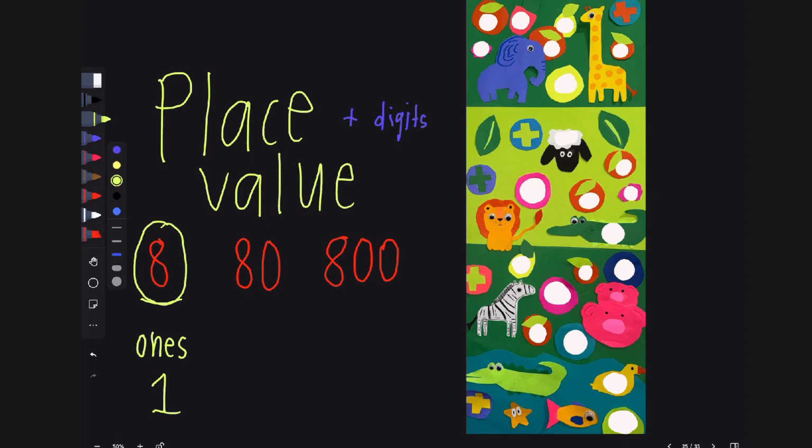This is the number 80, and it has two spaces, so it's in the tens place. Two spaces, two digits. This is the number 800. It has three spaces, or three digits, and it's in the hundreds place. Three digits, three spaces.